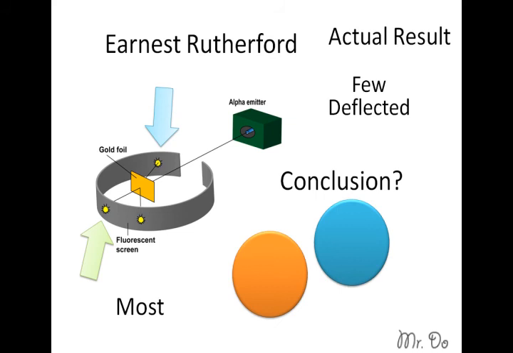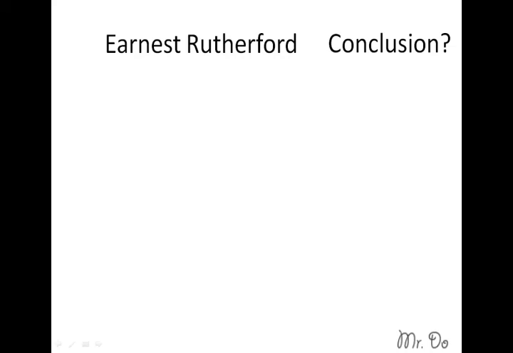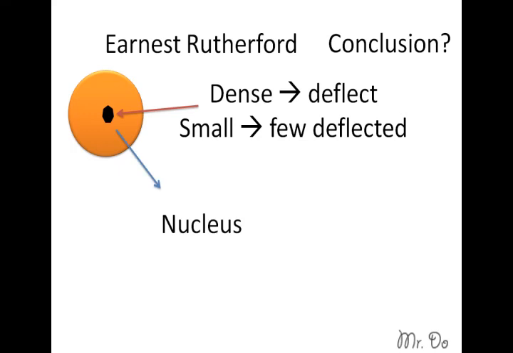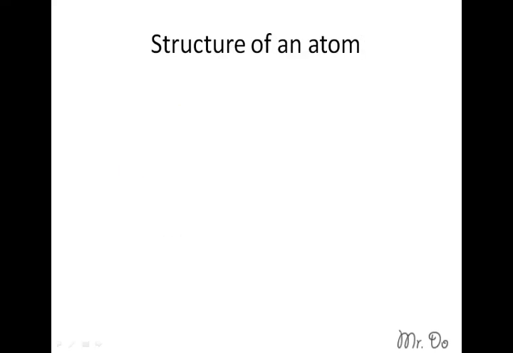So that leads us to the question of, why did that happen? What could possibly cause the atom to deflect? Explanation? Well, there must be something inside the atom that's dense enough so when they come in contact, it causes a deflection. So his conclusion, there must be something in the atom that is dense enough to cause the deflection and small enough to cause only a few of them to deflect. He called that the nucleus.